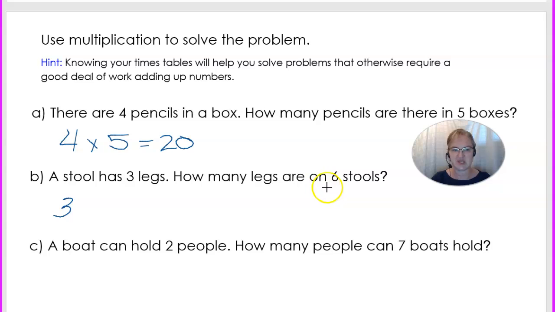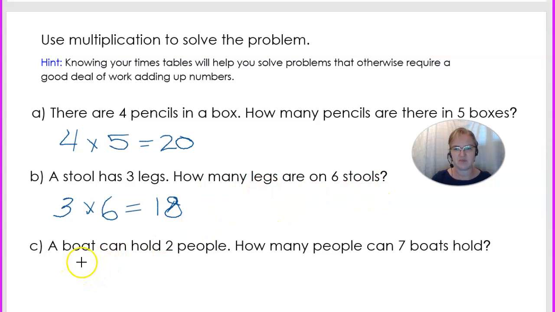A stool has 3 legs. How many legs are on 6 stools? A stool has 3 legs. Each stool is like a group. 3 times 6 will equal 18. So there's 18 legs on the stool. Who cares? Well, maybe if you're buying like a felt pad to go on the bottom of the stool, you might need to know that.